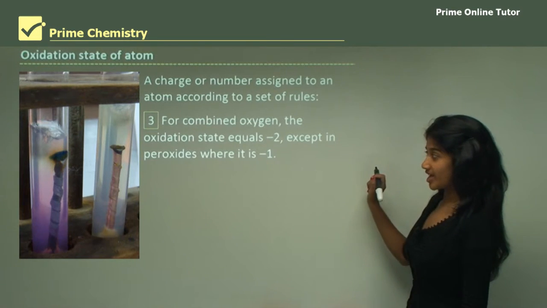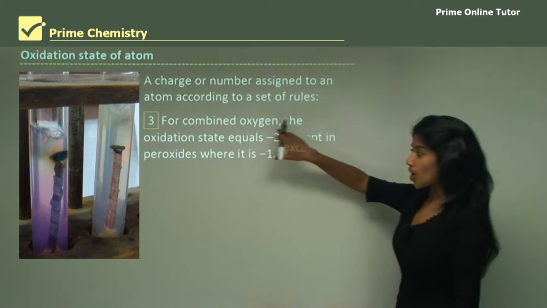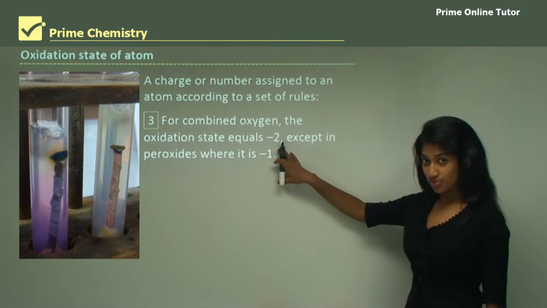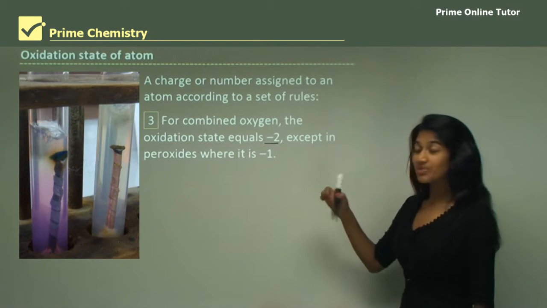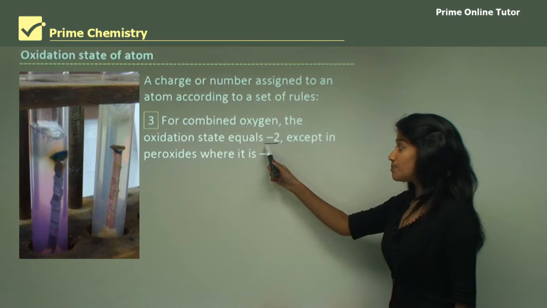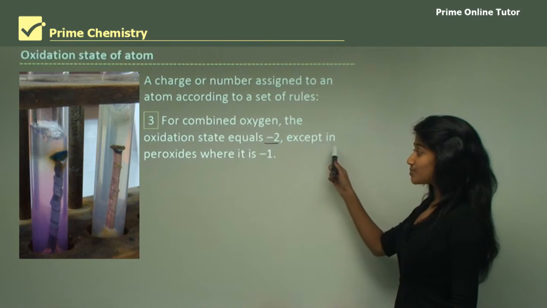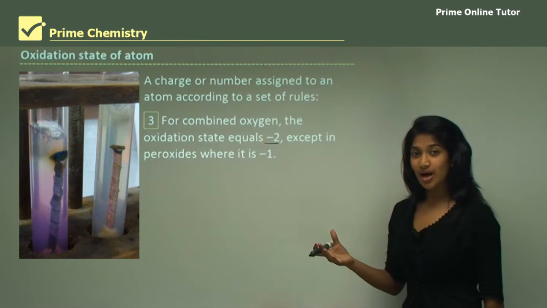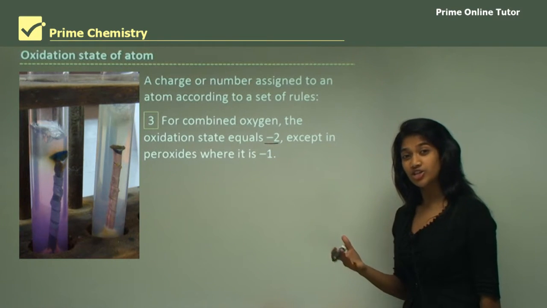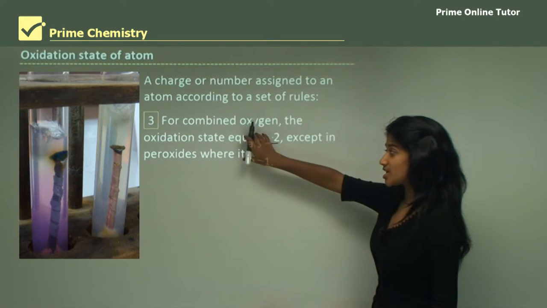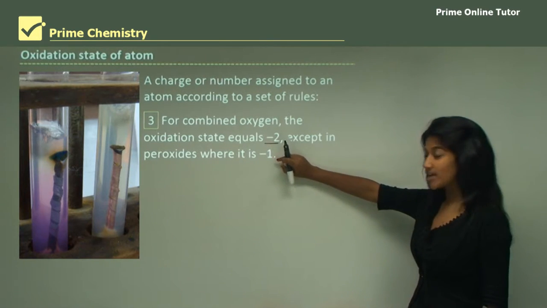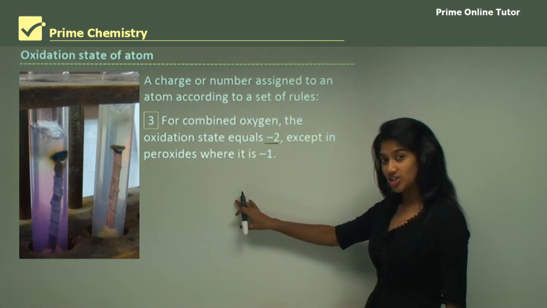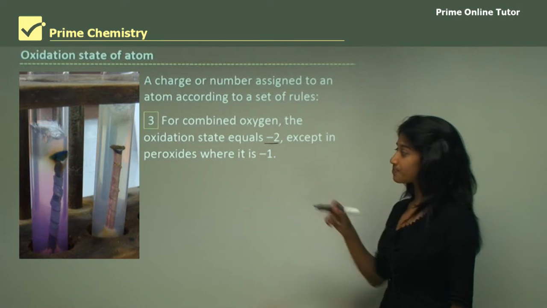Now the third rule says for combined oxygen, the oxidation state equals -2. So oxygen in its combined form would be -2, except in peroxides where it is -1. So usually, for example, in water we have H2O, so the oxygen in water will have an oxidation state of -2. But in a peroxide, the oxidation state of oxygen is going to be -1.